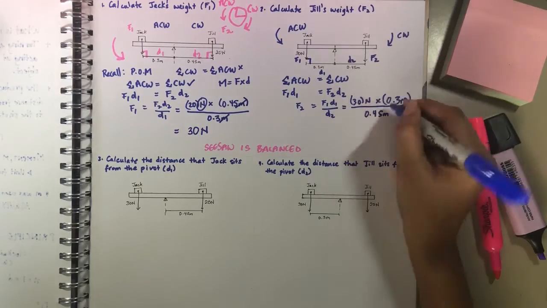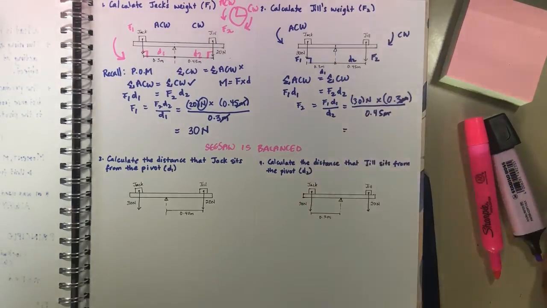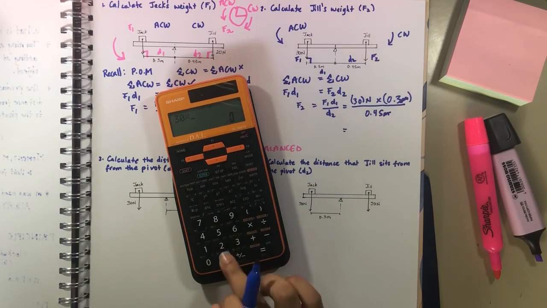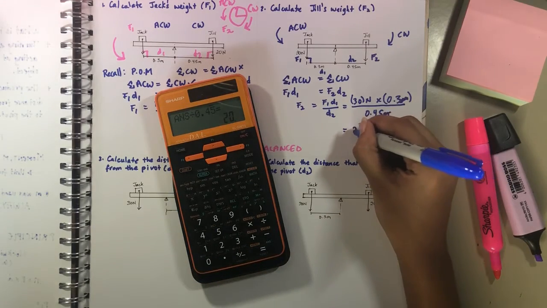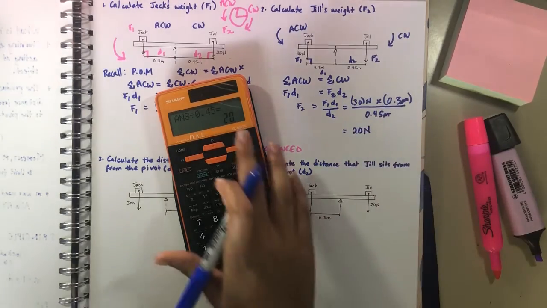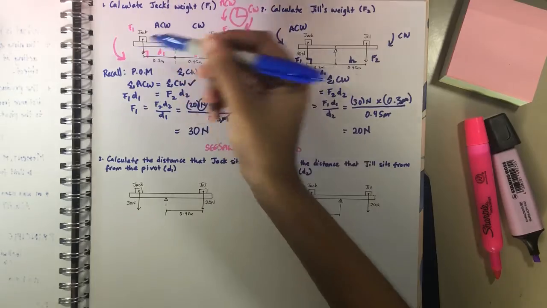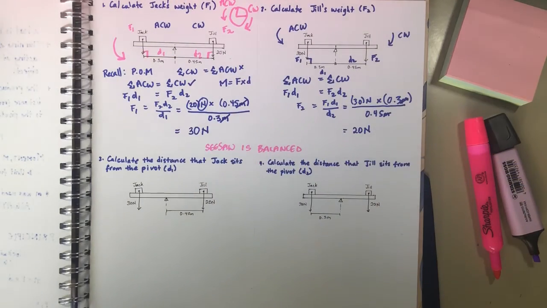So we already know that this force is going to be in newtons. And if we calculate this, let's clear this. 30 by 0.3 is equal to 9 divided by 0.45, which is 20 newtons. So Jill is 20 newtons. And you can see that we get the same thing. In this one, Jack was 30, and in this one, Jill was 20. So we're seeing that the formula proves itself correct, okay?